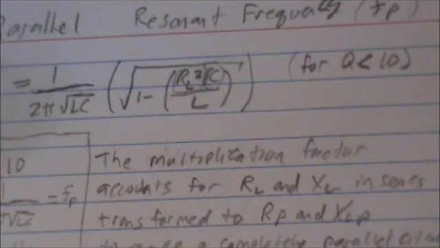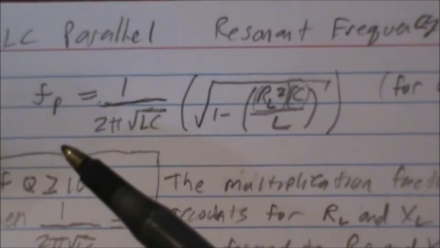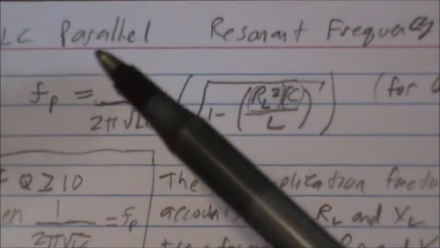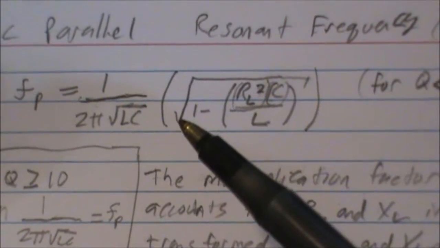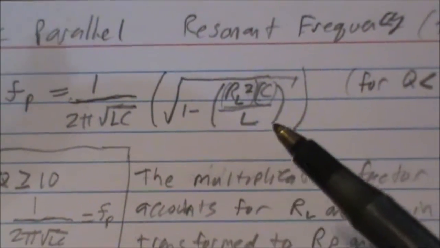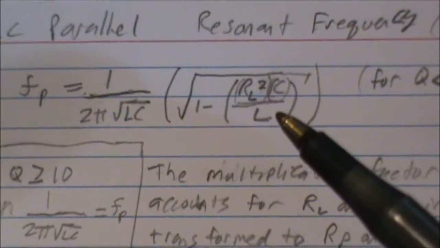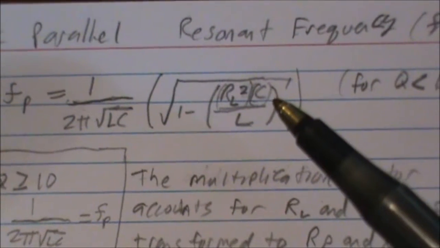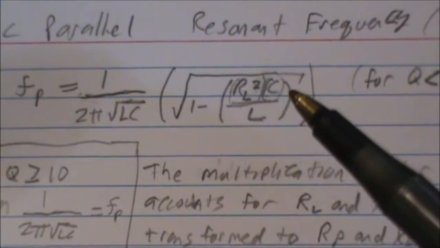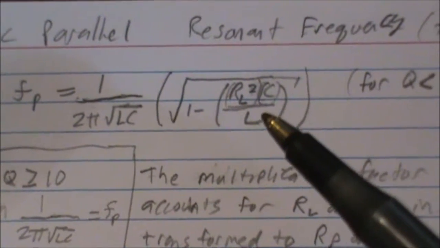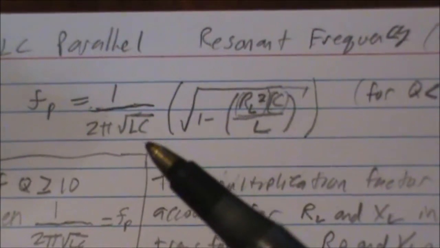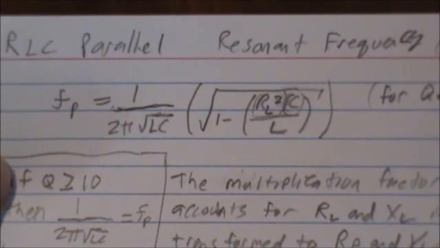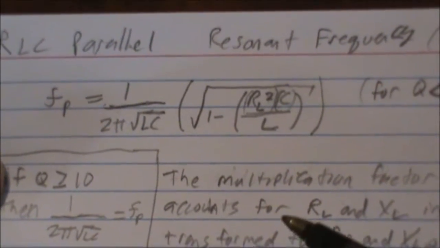To bring this closer here, Q is less than 10, and it's the same formula, 1 over 2 pi square root of LC, but you also multiply that value by 1 minus this whole deal here. So you take R sub L, you square it, you multiply that by the capacitance in farads, and you take that product and you divide it by the inductance of your RLC circuit. Even if R is just the resistance of the coil and all you have is a coil and capacitor, you can still get your parallel resonant frequency.